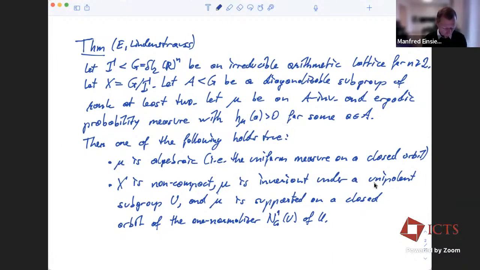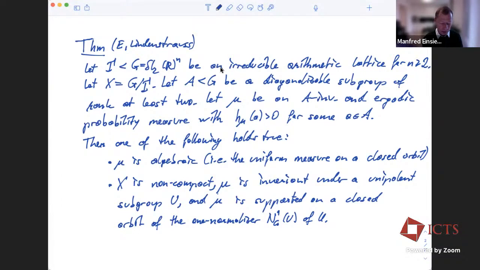The measure is invariant under the unipotent subgroup U, and mu is supported on a closed orbit of the normalizer of U. That normalizer is kind of a parabolic or even a Borel subgroup of G in this setting. And this Borel subgroup has a closed orbit, which only happens if the space is not compact. And your measure is sitting on this, which reduces the problem to a solvable or even abelian situation. And the simplicity of the space is not going to help you if your measure is supported on an orbit of a solvable subgroup. So that's the theorem. And I stated it over the reals.